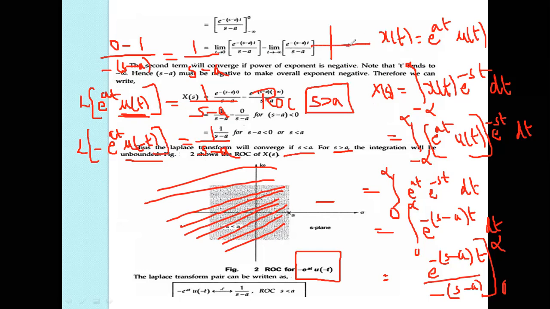The graphical representation is totally the above values. The Laplace transformation exists for s values greater than a. And coming to this one, the ROC is s less than a, and the Laplace transformation is bounded for the values of s less than a, in between minus infinity and a.